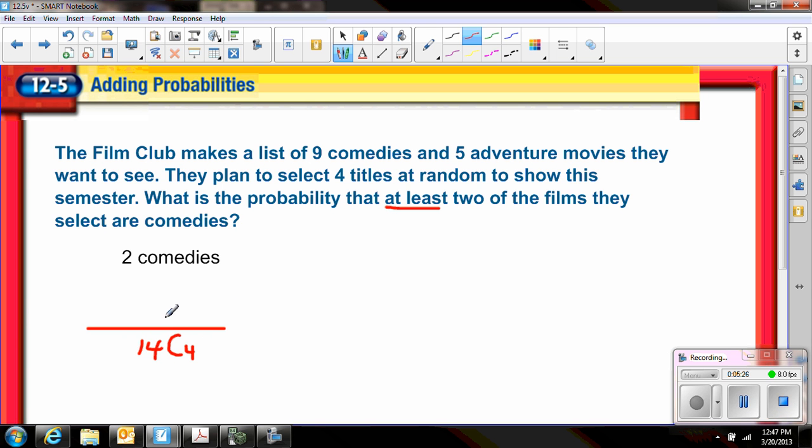Now, we want to find out the total number of successes. Well, first off, I want 2 comedies. So if I'm watching 2 comedies, that means I have 9 total comedies that I'm choosing 2.